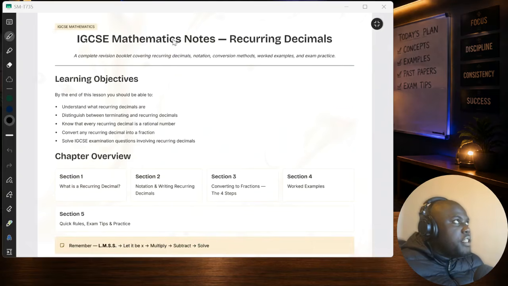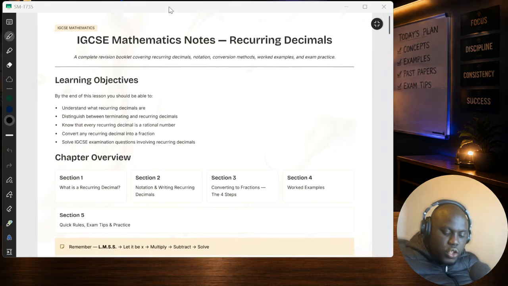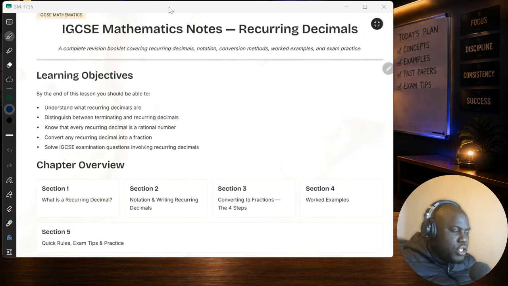All right, my IGCSE students are back, and we are looking at recurring decimals now. I want to quickly show you we're continuing through our chapters to make sure we know everything in every page and every part of the syllabus. We want to keep it short, but make sure that we cover all the main important things and master them.